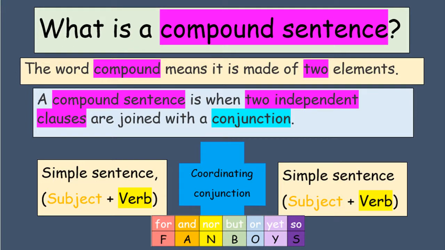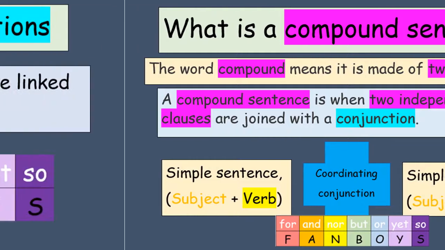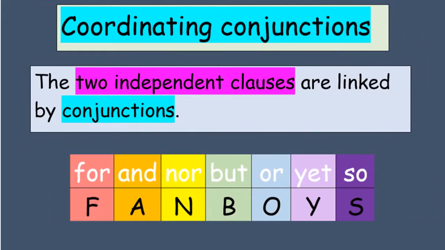Now, an independent clause is the same as a simple sentence. So it's a simple sentence which must include a subject and a verb or verb phrase is joined to another independent clause which is a simple sentence with a subject and a verb or verb phrase. We join these two simple sentences with a special word called a coordinating conjunction. A coordinating conjunction is a word used to join the two independent clauses together.